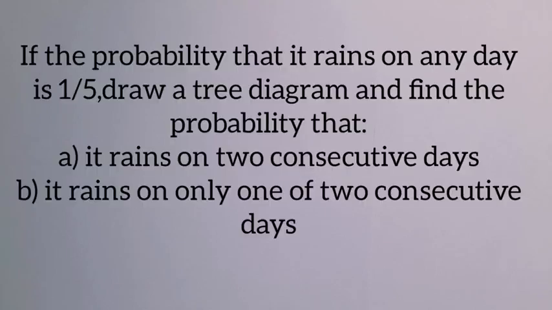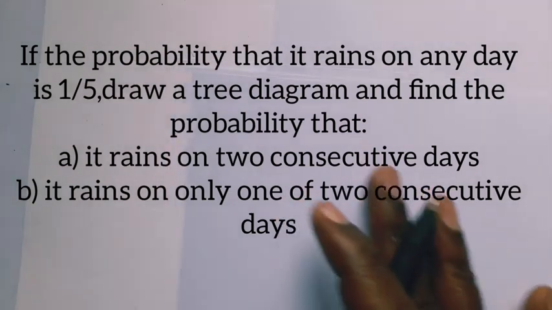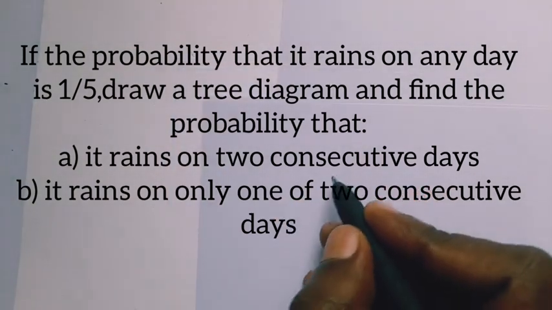Now we are going to look at a probability question, and the question reads: if the probability that it rains on any day is 1/5, draw a tree diagram and find the probability that A, it rains on 2 consecutive days, B, it doesn't rain, or it rains on only one of the 2 consecutive days. So we go as per this.